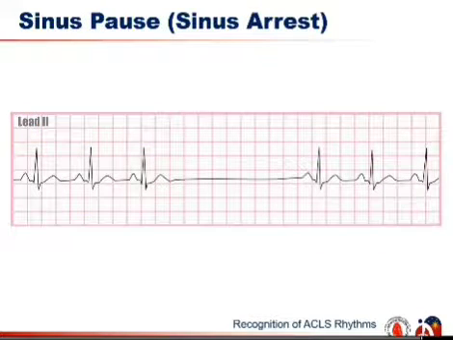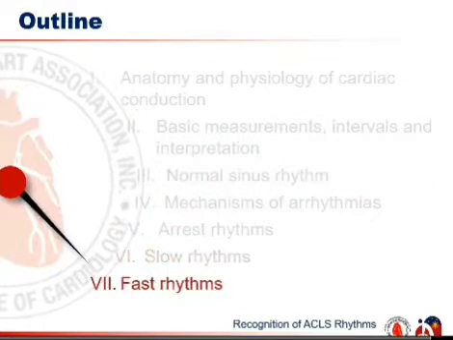The following ECG shows regularly occurring PQRS complexes followed by a long pause. This is called a sinus pause. Sinus pause is distinguished from second-degree AV block by the absence of P waves and with no subsequent or dropped QRS complexes. We now move forward to fast rhythms.